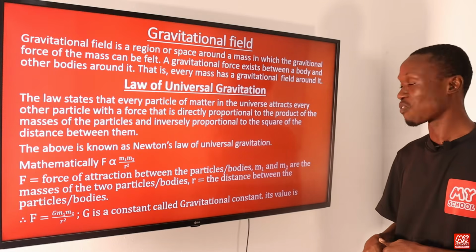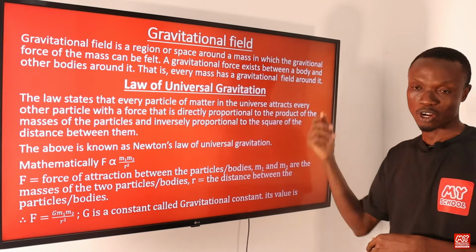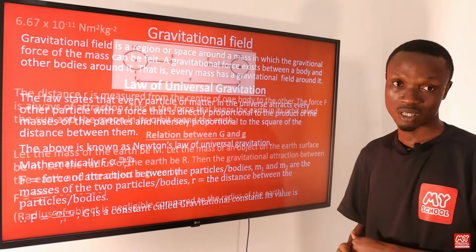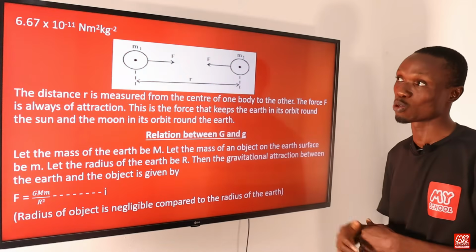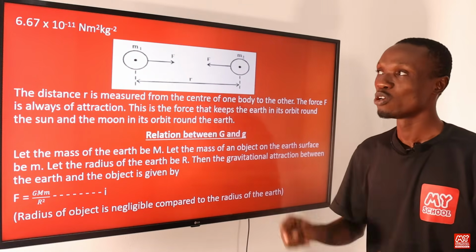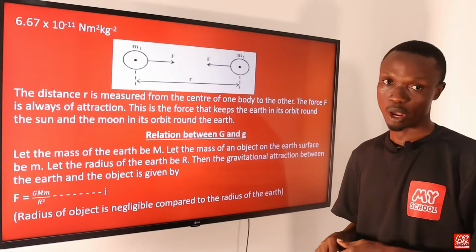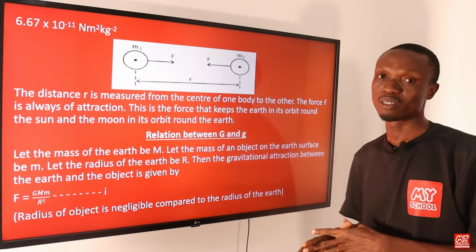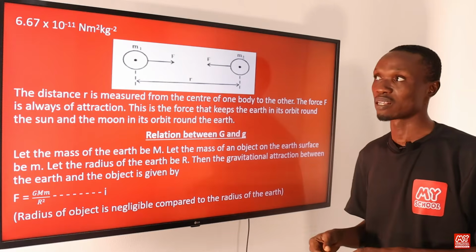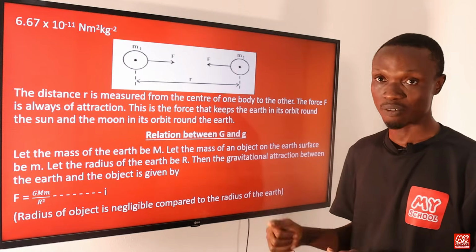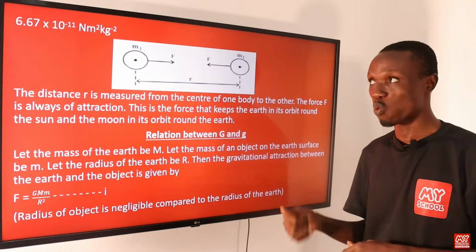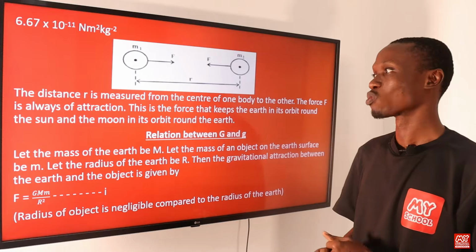Let's move over to the next slide, and its value is 6.67 times 10 raised to power minus 11 Newton meter squared per kilogram squared.